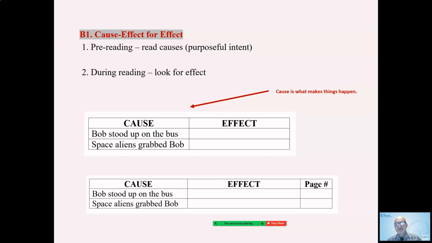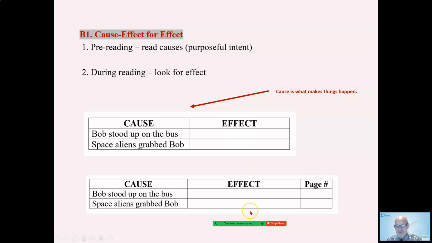We give a short story preview, and boys and girls, in this story, Bob stood up on the bus. We have to see what the effect is or what happened. The space aliens grabbed Bob. We have to see what the effect was or what happened. And you can have the page number as well. So now they're reading with purposeful intent again. We're creating this scaffold. We use the story preview so they have a good sense of what the story is about. And they're reading with purposeful intent.